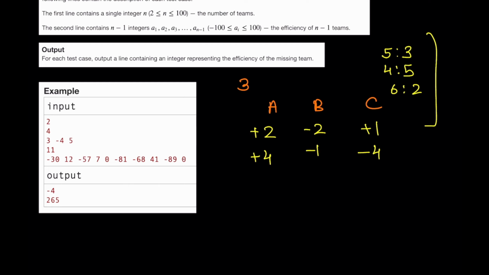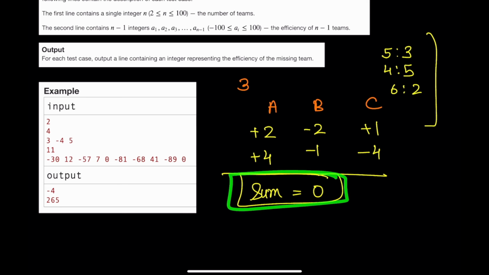But one thing that we can see here is that if a number is added to one team, it's also subtracted in the other team. Like plus 2 here, minus 2 here, plus 4 here, minus 4 here, plus 1 here, minus 1 here. So at the end, if we sum all of them, it is going to be 0. That's all that we need to see here. So the sum of all the efficiencies of all the teams would always be 0 in the end.